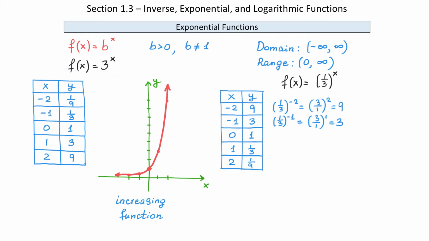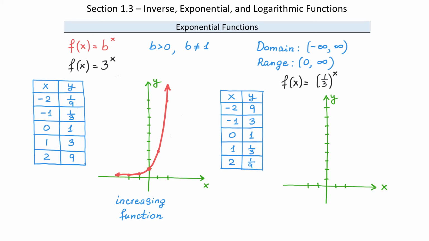Now let's create the graph. The first point is -2, 9, then -1, 3, then 0, 1, then 1, 1/3, then 2, 1/9. Now we will connect the points and we will get the graph. You see that when we move from left to right, the function is decreasing. Also, it is important to mention that both graphs cross the y-axis at 1. As you see, in both tables we have the point 0, 1.